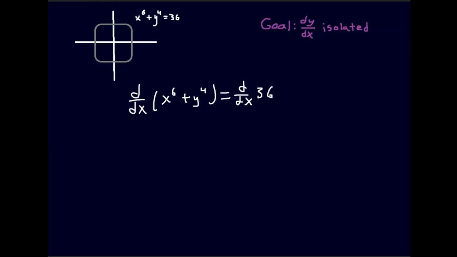So we're going to take the derivative of x to the 6 first. This is just a simple power rule derivative. So I'm going to bring that 6 down, 6x to the 5, plus.